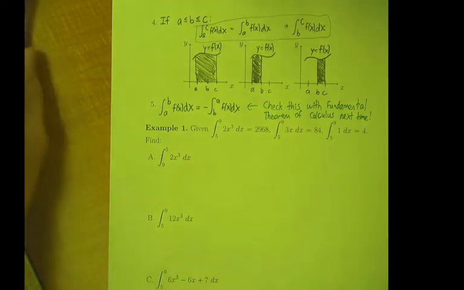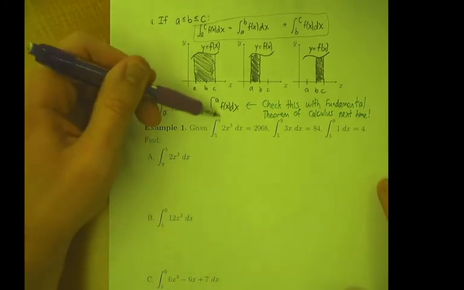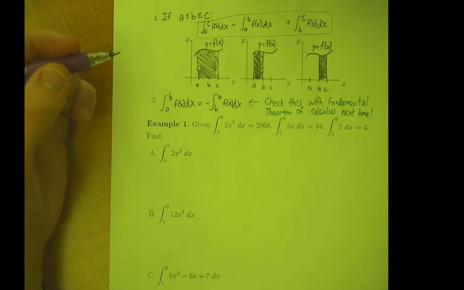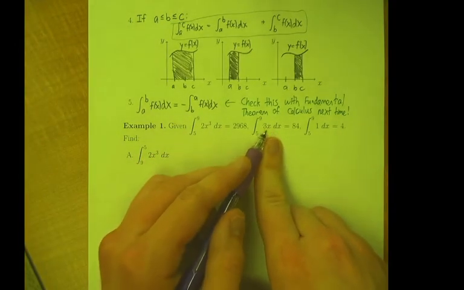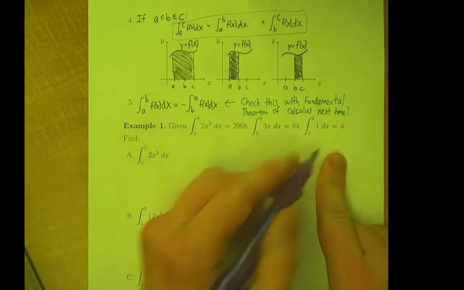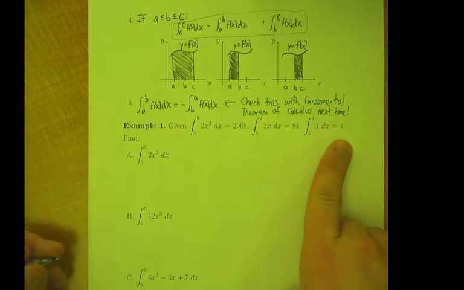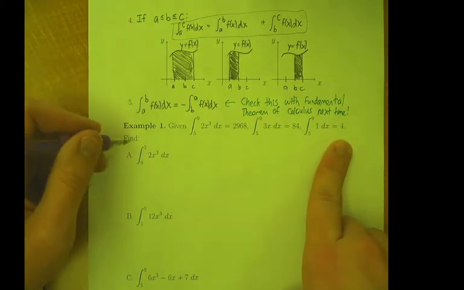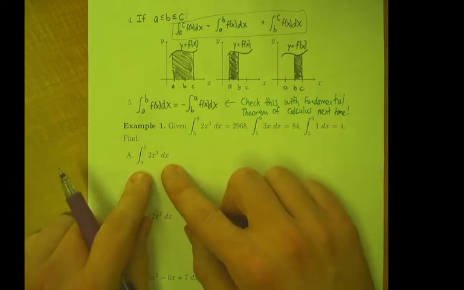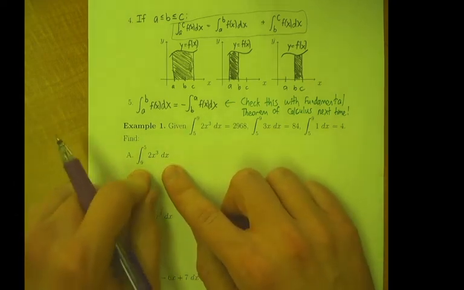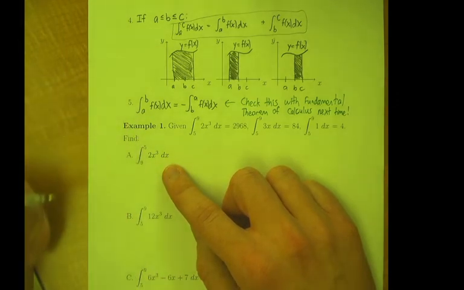So for example 1, we're given 3 integrals. The integral from 5 to 9 of 2x cubed dx is 2,968. The integral from 5 to 9 of 3x is 84. And the integral from 5 to 9 of 1 dx is 4. So we're tasked to find these 3 integrals here. First off, let's start with part A. Part A says we're tasked with finding the integral from 9 to 5 of 2x cubed dx.